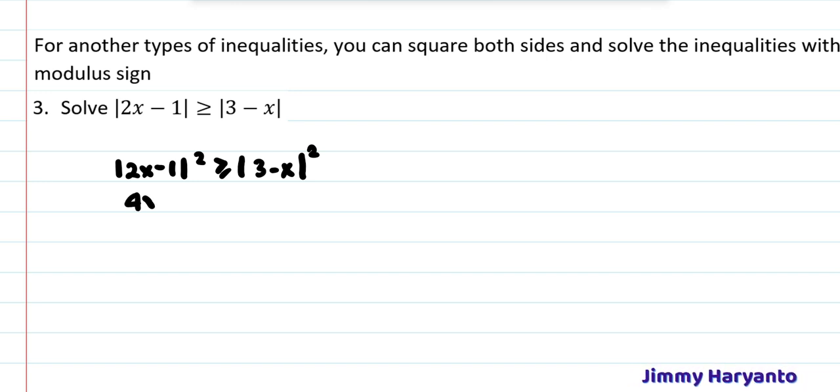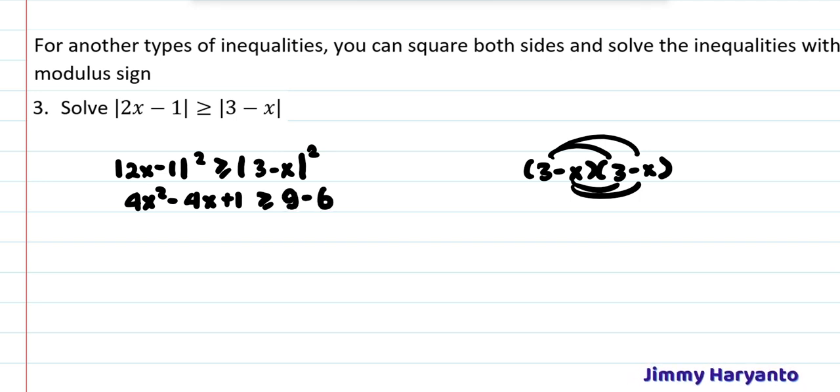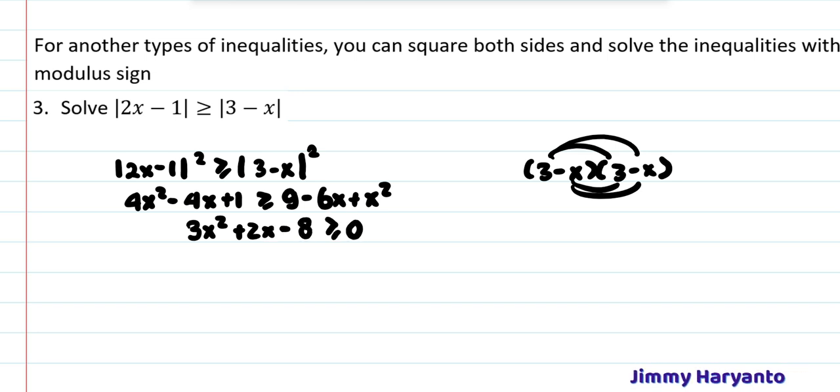For this one, you'll have 4x squared minus 2x minus 2x, which will be minus 4x, and then plus 1 less than or equal to. And then this one, I will show you how to square it. Yeah, just like this, guys. If you have two terms like this and you want to square it, you only have to rewrite them twice and then you multiply it one by one. So you'll have 9, negative 3, negative 3, negative 6x, and then plus x squared. And then you will move them all to the left hand side. You'll have 3x squared plus 2x minus 8 greater than or equal to 0.